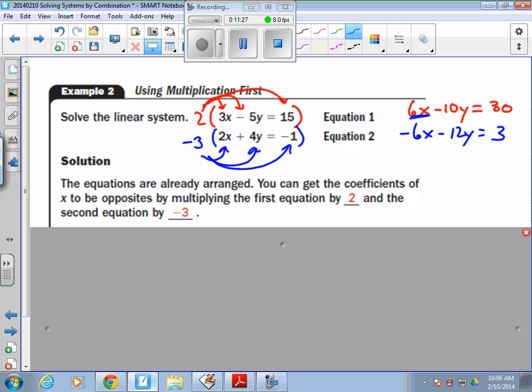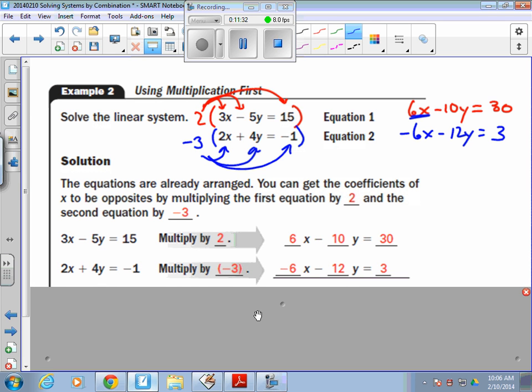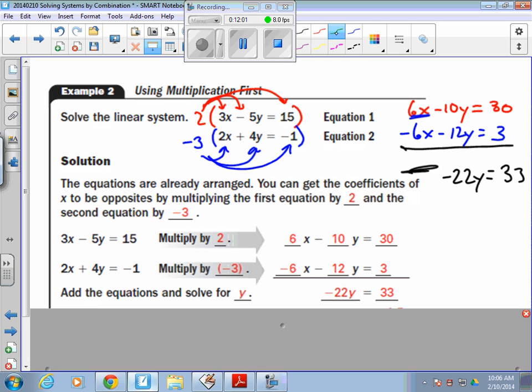They're still stacked with x's on top of x's, y's on top of y's, constants on top of constants. But now what you have is two opposite terms, 6x and negative 6x. That's the goal. Once they're in that form, you can eliminate them when you combine them. 6x and negative 6x leaves you with no more x's. Negative 12y and negative 10y together is negative 22y. And then 30 and 3 together is 33. So you have negative 22y equals 33. Solve for y by dividing by negative 22.